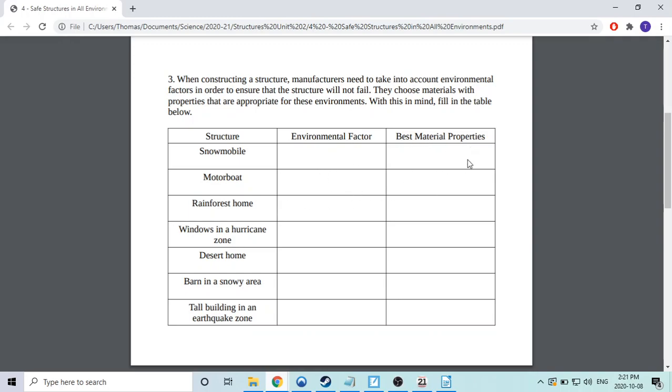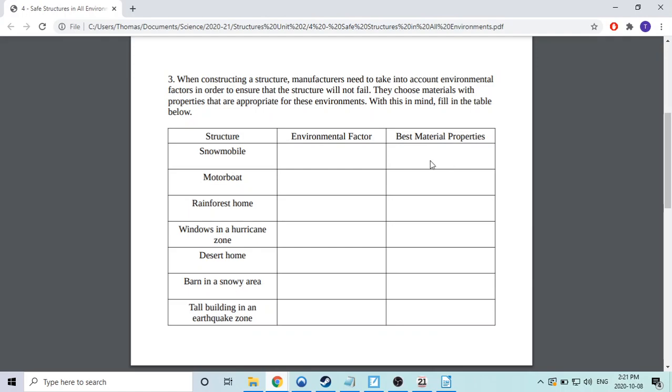And here I want you to give me a material property. So something like resistant to cold, resistant to heat, resistant to water, flexible, strong, hard, high tensile strength. Like we went over a whole bunch of properties in the first lesson of this unit. I want you to write one of those. I don't want you to write a material. I want you to write a property. Okay? For each of these things that is important when you're building, say, a snowmobile. So snowmobile, you're probably talking about cold resistance or resistance to water. Those are both answers you could put here.